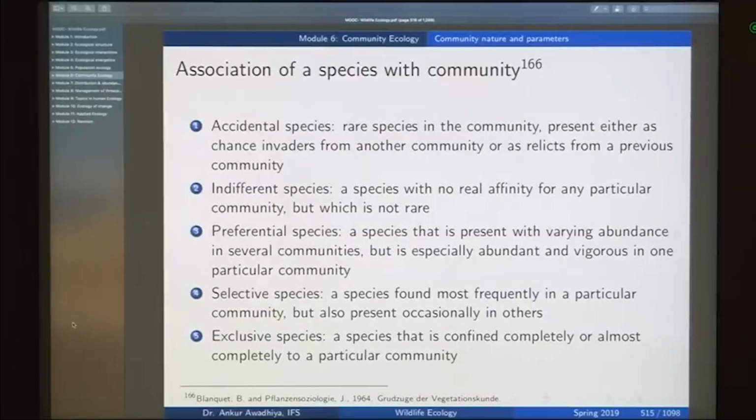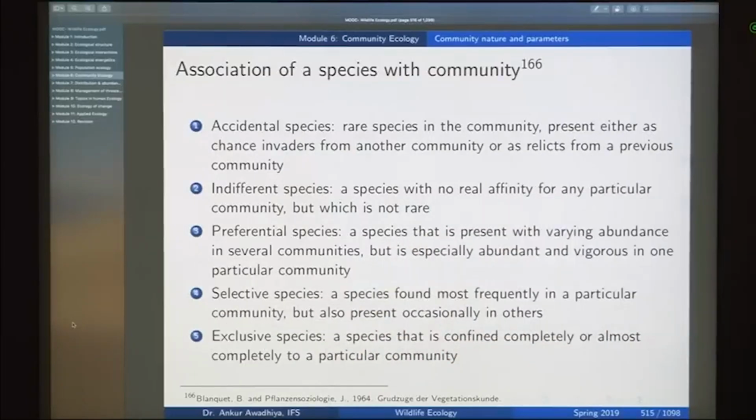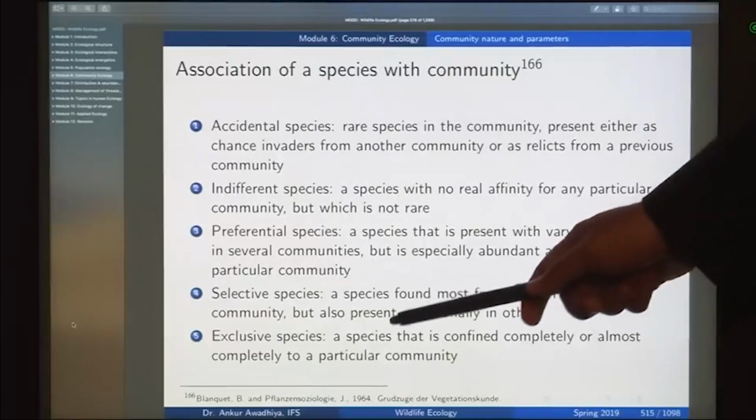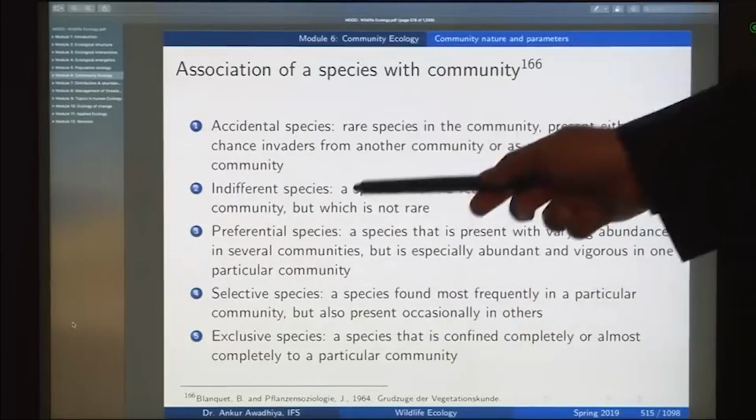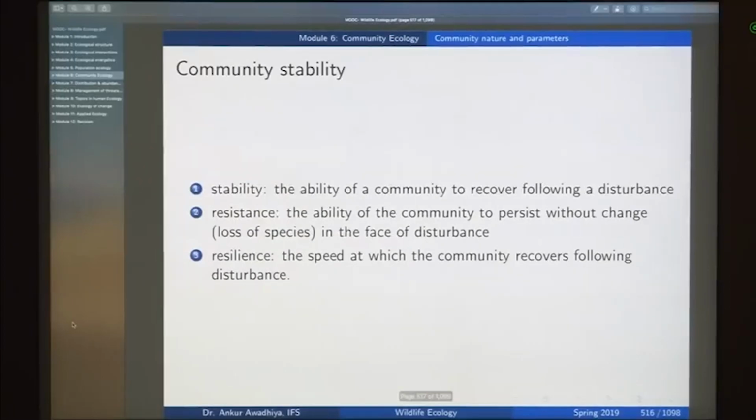So, you can have certain species that have a very high level of association, they are only found in a particular community, or you can have lesser amount of association in the case of indifferent species which can be found in any particular community, or accidental species which are very rare species and they are either present as chance invaders from another community or as relics from a previous community. So, you can have different levels of association of a species with a community.